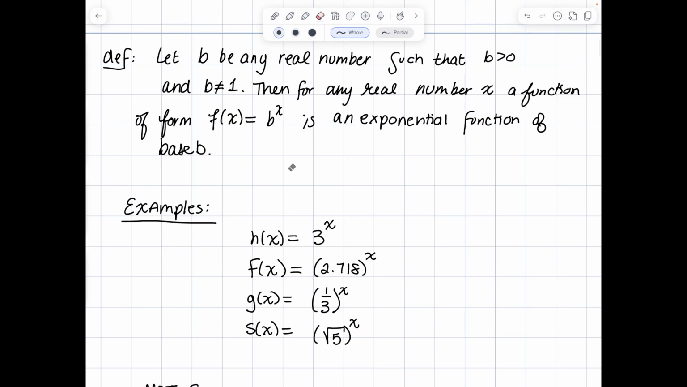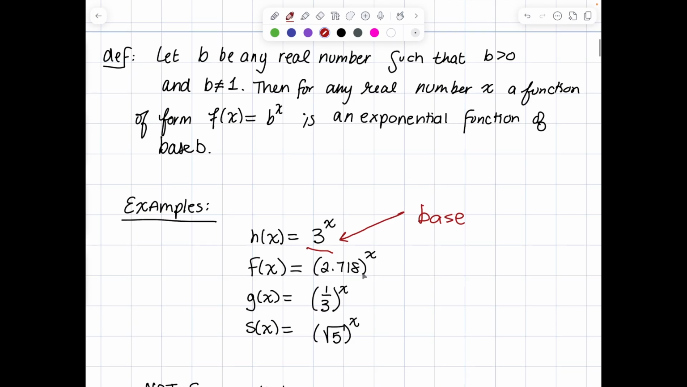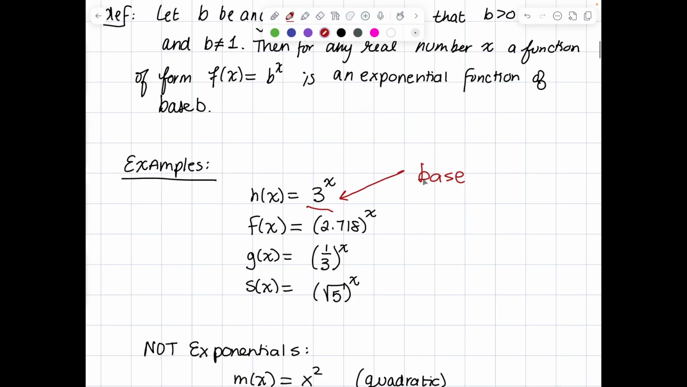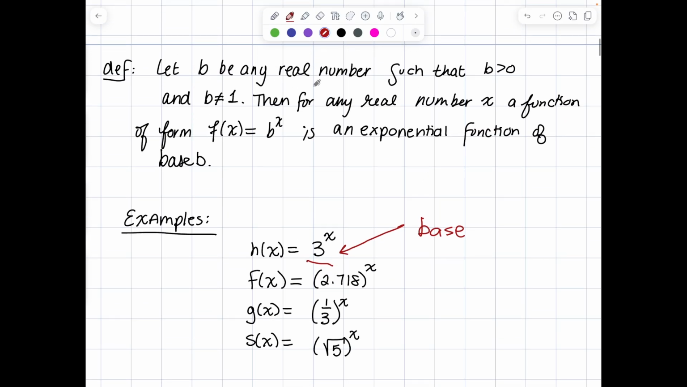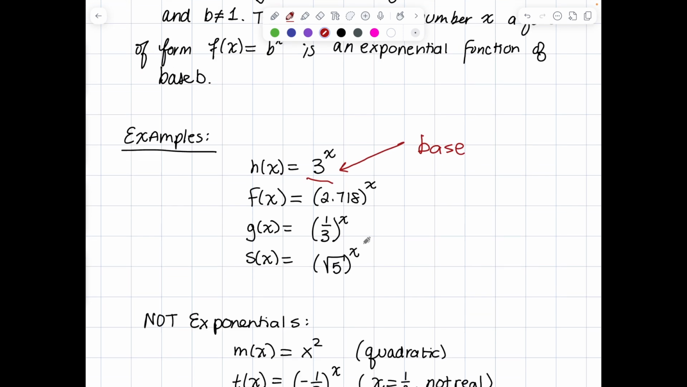So here are some examples of exponential functions that we have. We have 3, here's our base, and then we have x as the exponent. We have 2.718 to the x, that's completely fine if we have decimals. 1/3 to the x, that's fine. The square root of 5 to the x, that's fine. These are all examples of exponential functions, because as long as b is any real number, which means it can't be imaginary, it has to be greater than 0 and can't be 1.